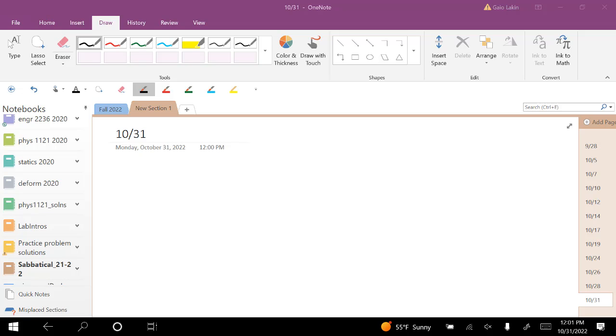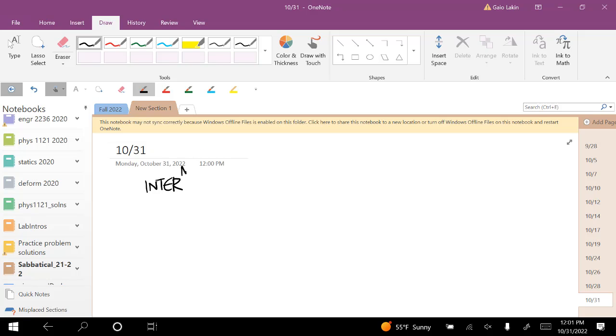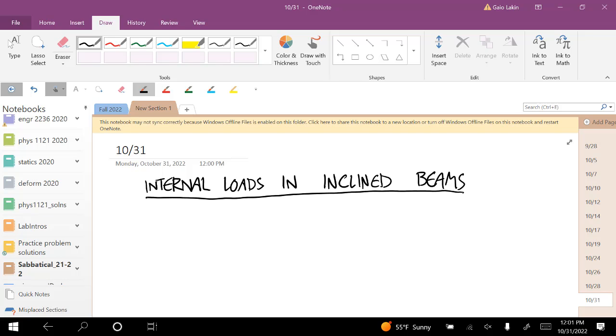Okay, so today we are going to get into calculating internal loads. The idea is that you can calculate internal loads in structures, but to do that, what you need to be able to do is calculate internal loads in inclined beams, beams that aren't horizontal. And the first step to this is rotation matrices.